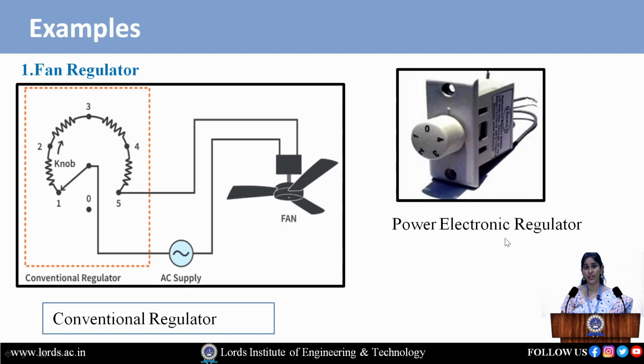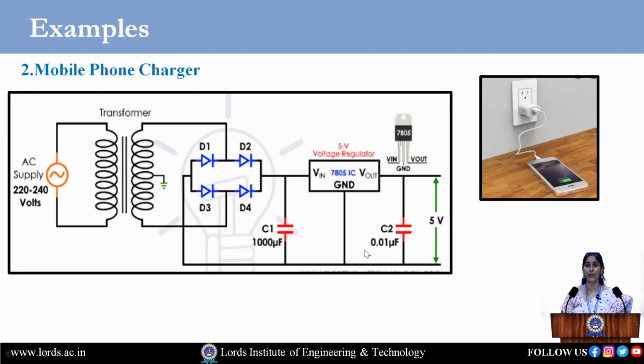The triac is used as a switch in this to control the speed of the fan. This will be mounted in the switchboard itself to control the speed of the fan. The next example will be mobile chargers, which we use in everyday life.